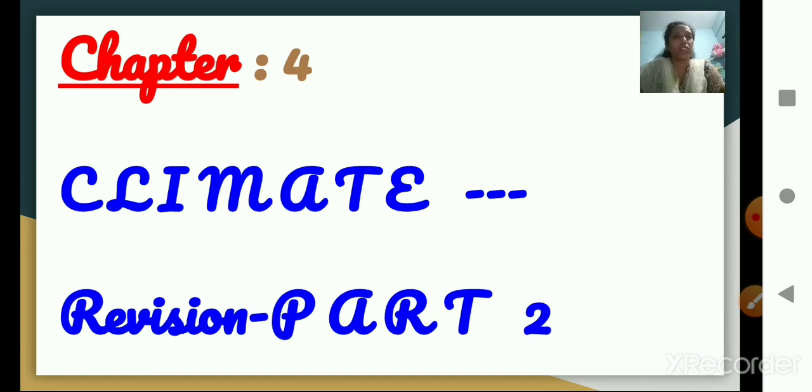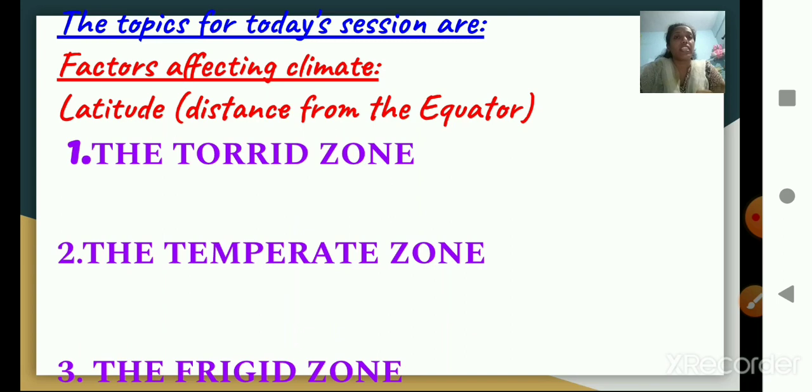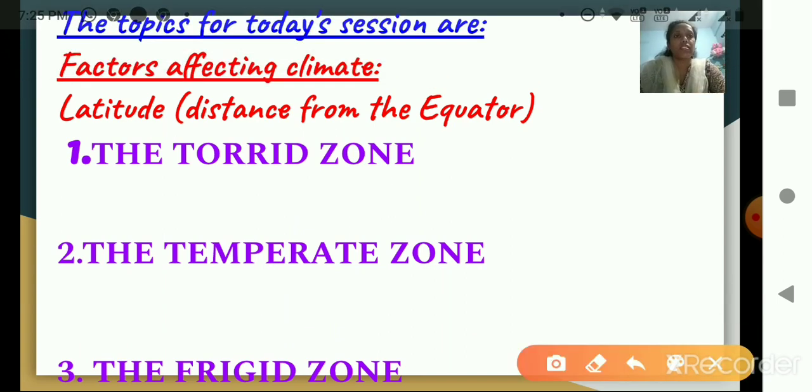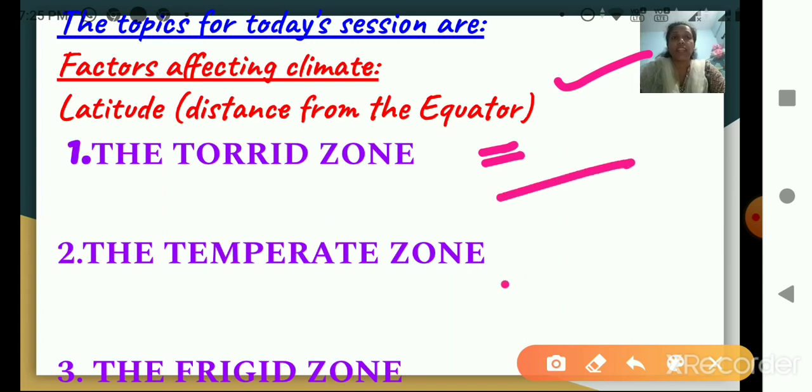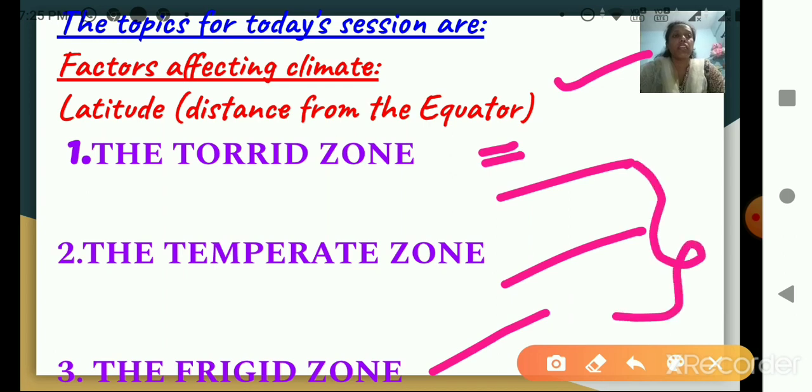Children, let us continue with the same chapter, that is chapter number 4, Climate. So this is revision part 2. In our today's session, we shall learn more about factors affecting climate, that is latitude. And there are 3 different zones on the earth, that is the torrid zone, the temperate zone and the frigid zone. So we will be learning this today.